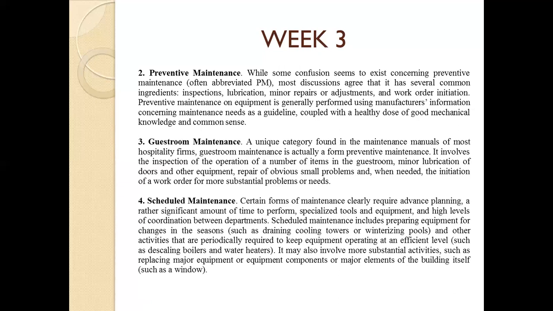Next is scheduled maintenance. Certain forms of maintenance clearly require advance planning, a rather significant amount of time to perform, specialized tools and equipment, and high levels of coordination between departments. Scheduled maintenance includes preparing equipment for changes in the season, such as cooling towers, or winterizing pools, and other activities that are periodically required to keep equipment operating at an efficient level, such as descaling boilers and water heaters. It may also involve more substantial activities such as replacing major equipment or equipment components or major elements of the building itself, such as windows.